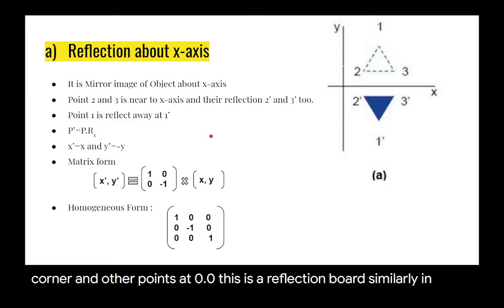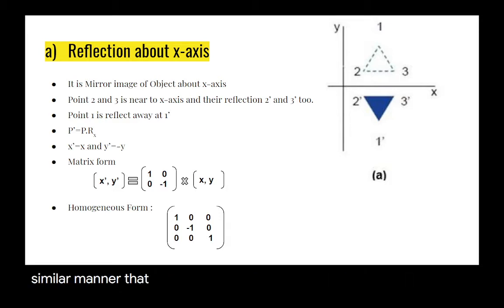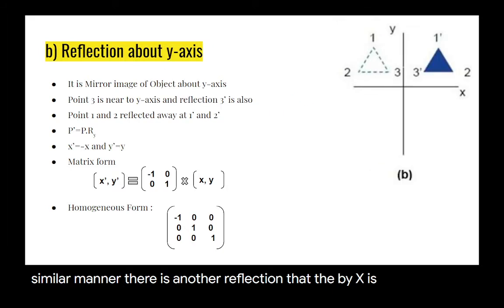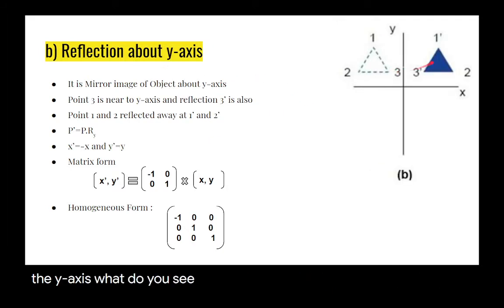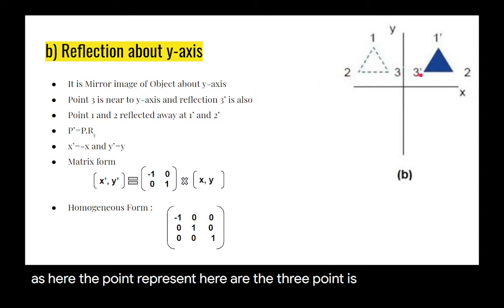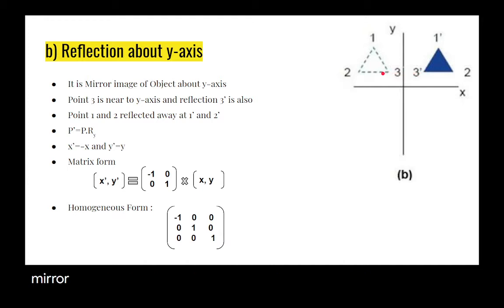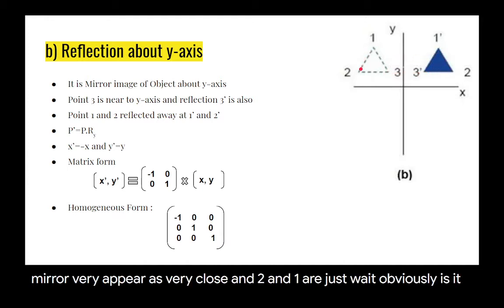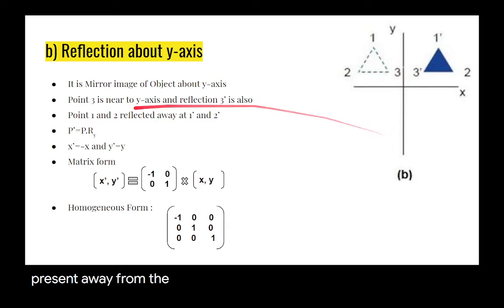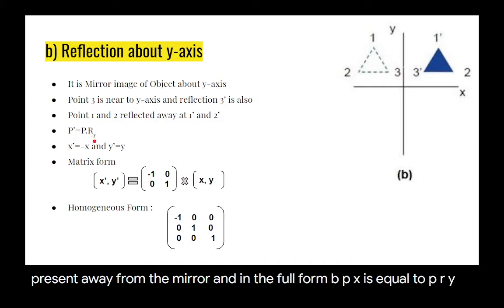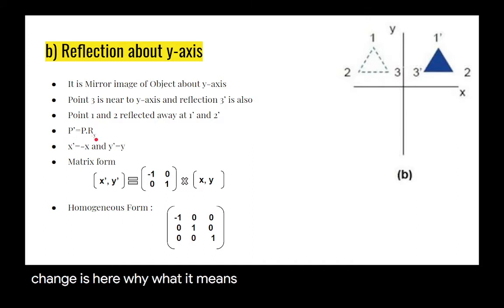Similarly, in a very similar manner, there is another reflection, the reflection about the y-axis. What do you see here? The triangle object is reflected. Here point 3 is very close to the mirror, so it appears very close, and points 2 and 1 are farther away, so obviously they appear away from the mirror. In numerical form P dash is equal to P Ry. The subscript y means the reflection is about the y-axis.